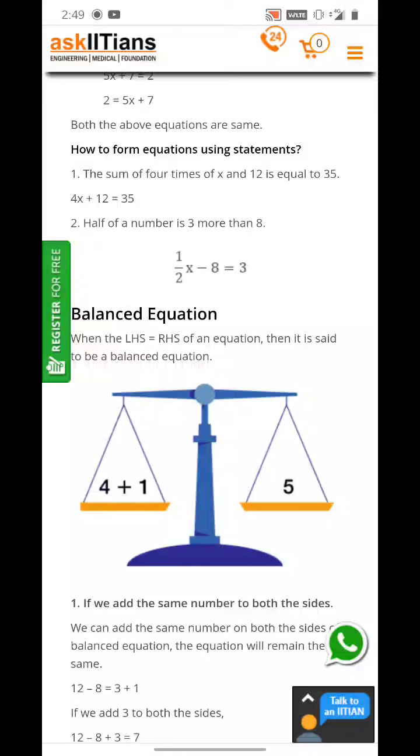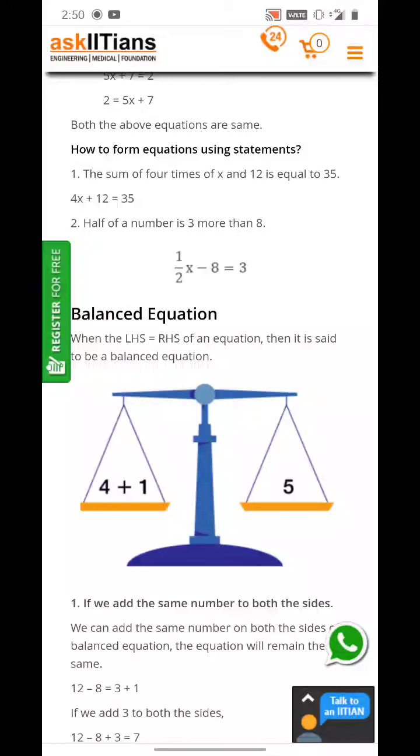The operation between 4x and 12 is addition, sum. So 4x plus 12 is equal to how much? 35. So we have formed an expression out of a statement. The statement was given, the sum of 4 times of x and 12 is equal to 35, and we have converted it into an expression just by writing 4x plus 12 is equal to 35, and you can do it vice versa.